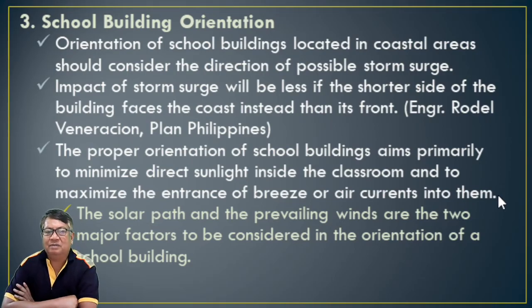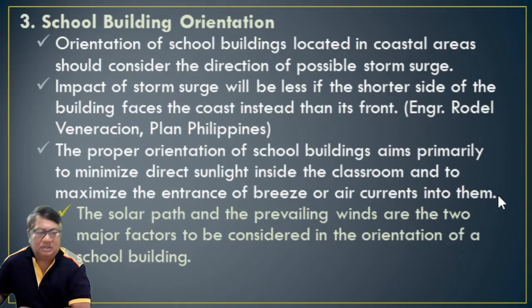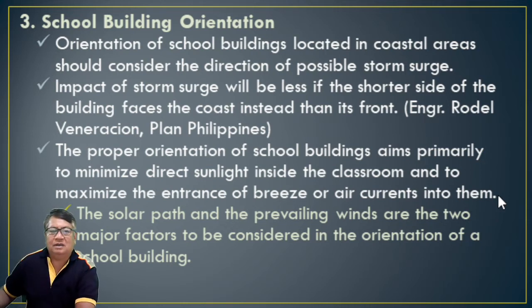School building orientation might be mentioned here again. Orientation of school buildings located in coastal areas should consider the direction of possible storm surge. We experienced several times during heavy typhoons that the winds resulted in storm surge. So consider the orientation of the school buildings against possible storm surge. Impact of storm surge will be less if the shorter side of the building faces the coast instead of its front, according to Engineer Rodel Veneracion, Plan Philippines.